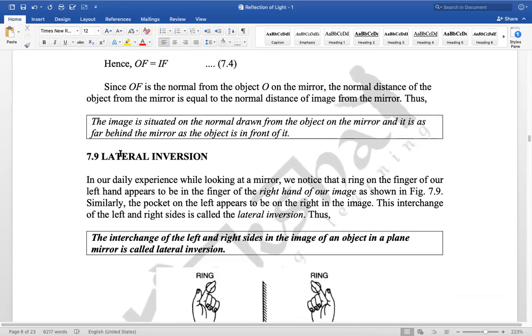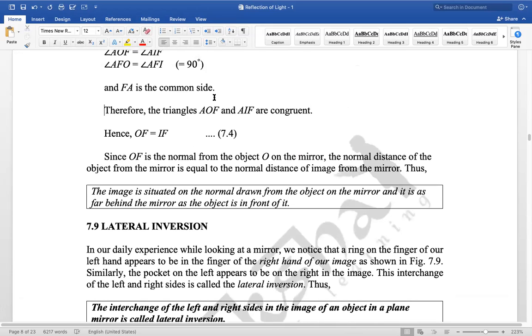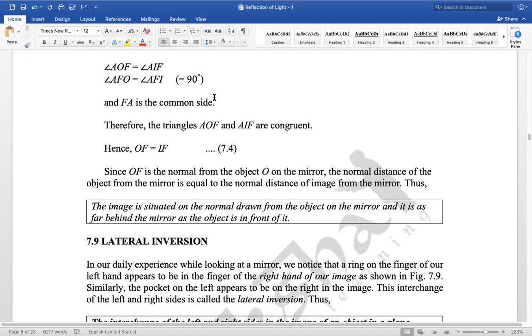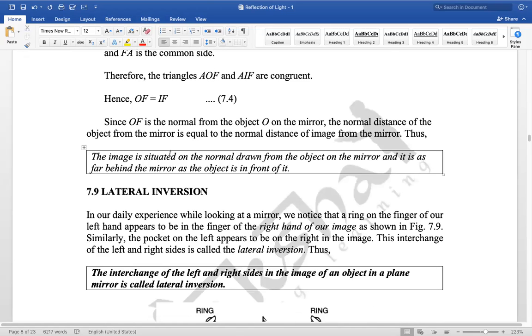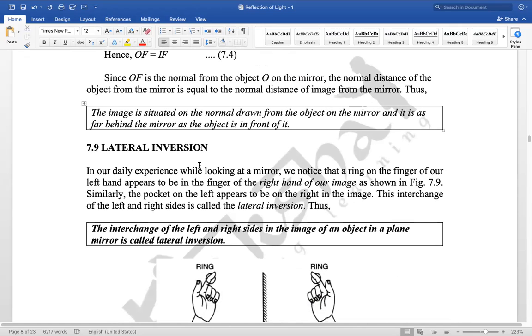Now since OF is the normal from the object O on the mirror, the normal distance of the object from the mirror is equal to the normal distance of the image from the mirror. So इससे ये prove हो गया कि the image is situated on the normal drawn from the object on the mirror and it is as far behind the mirror as the object is in front of it.